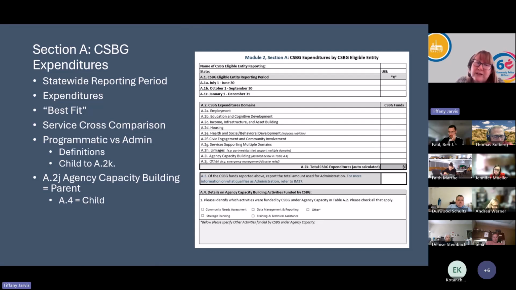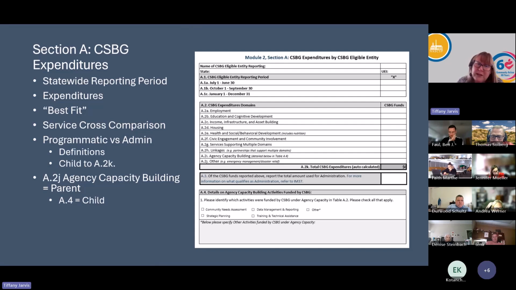Under agency capacity building, under A2J, that is a parent, and the child is A4. So you say that you've used CSBG money towards agency capacity building. A4 is asking you, so how did you use that money? And it's just saying, you check all that apply. You have to check at least one, but you select only the ones that are applicable.